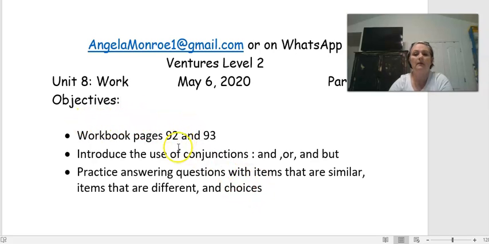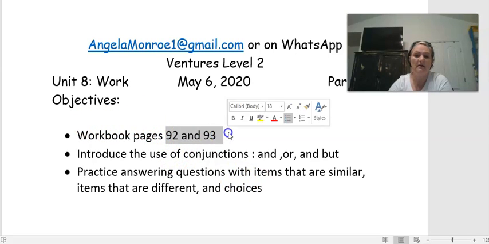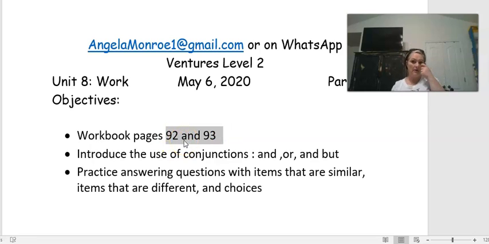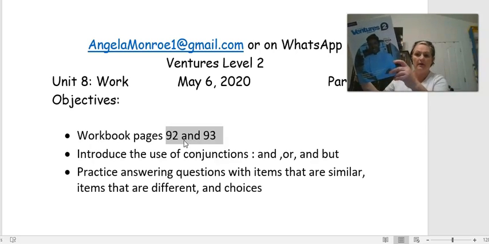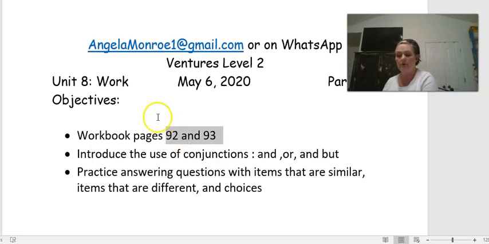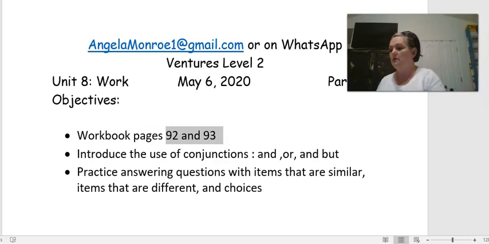So the first thing you need to do is page 92 and 93 in your workbook. If you haven't done them, go ahead and stop the video right now. Complete those 2 pages and then come back and we will go over them together. So that's our first thing we're going to cover. It's in the workbook, the white book that we use for homework, okay? So go ahead and stop the video, do those, and come back.